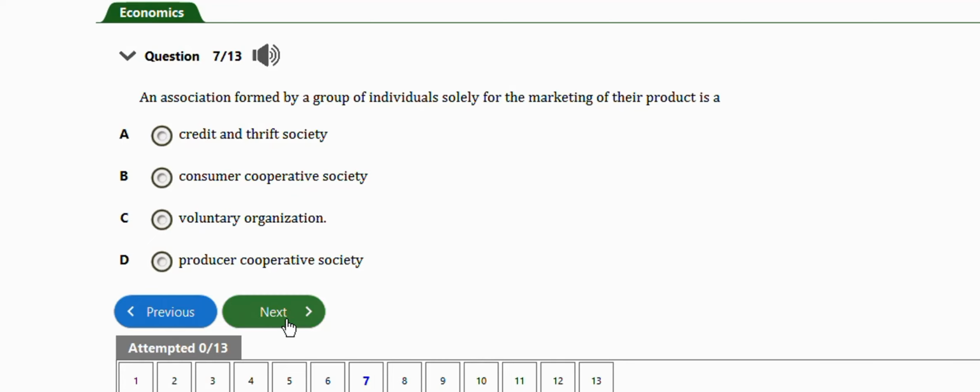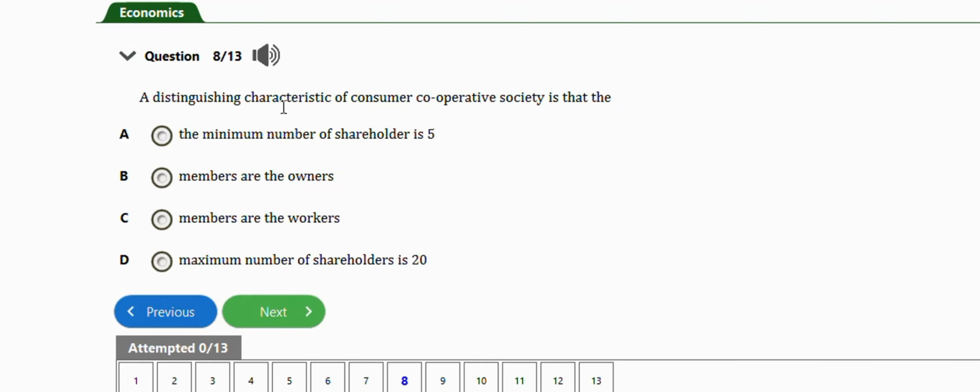Okay, next question is this one. It says a distinguishing characteristic of consumer cooperative society is that the minimum number of shareholders is 5. Members are the owners, members are the workers. Minimum number of shareholders is 20. And so you also answer similar questions. So the right answer is option B, which is members are the owners. Very, very important.